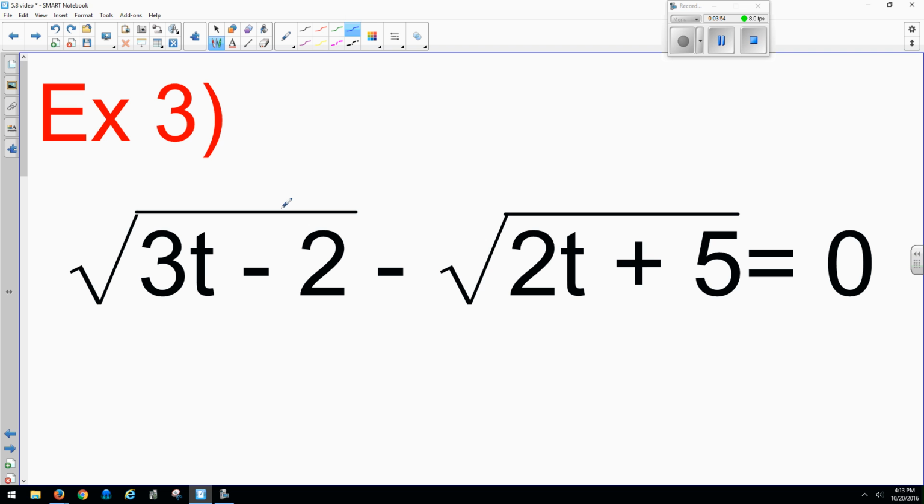I'm going to have you try example 3. Here's a hint, nudge, nudge. Try to get this radical to the other side before you go any further. So good luck with that.